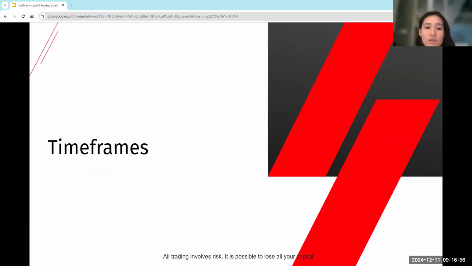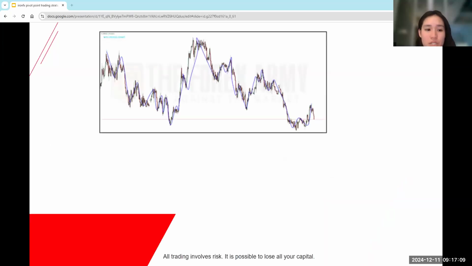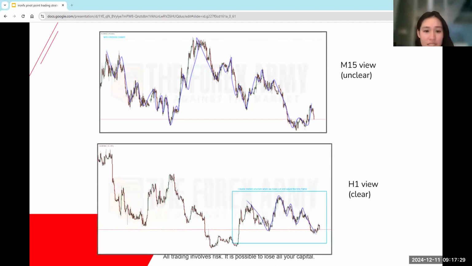Let's move on. So now let's talk a bit about what are the effective time frames for you to use the different pivot points. Just overall as a general point to note, here we have an example of an unclear market structure on our 15-minute time frame. So you can see it's quite messy. There's no clear movement in price. But when we change it to the 1 hour time frame, you can see the highlighted portion has a much clearer movement.